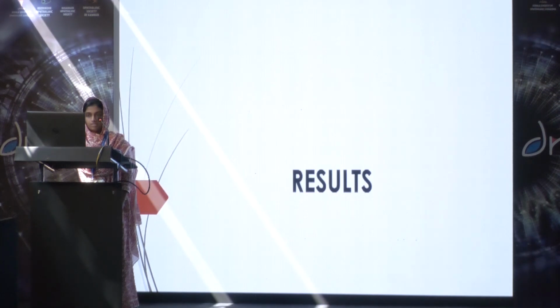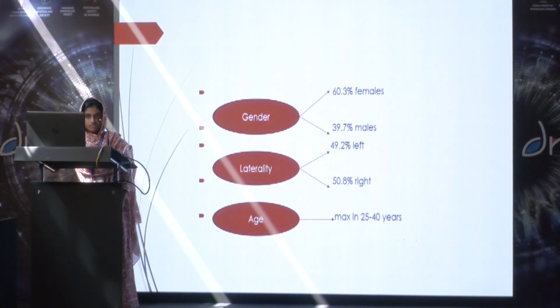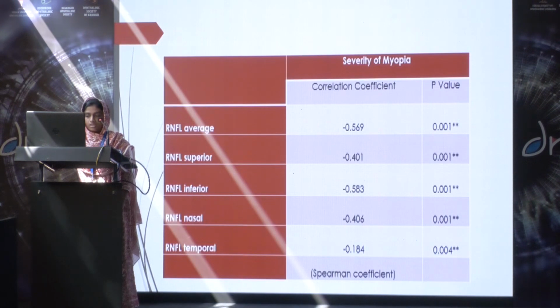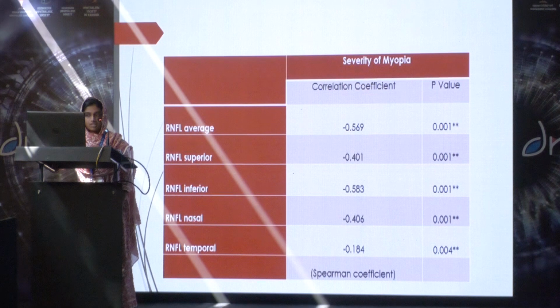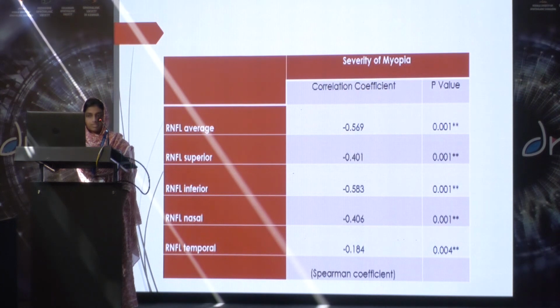Coming to the results of my study, 60% of the samples were females, with nearly equal numbers of right and left eyes, and in terms of age group, the maximum fell in the 25 to 40 years age group. From this data, it is seen that the average RNFL thickness, correlated with the severity of myopia, in the average, superior, inferior, and nasal quadrants has a negative correlation, which is statistically significant because the p-value is less than 0.05. But RNFL thickness in the temporal quadrant, even though it shows a negative correlation, is not that statistically significant when compared to the others.